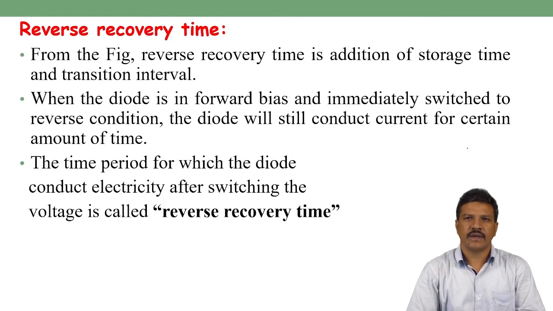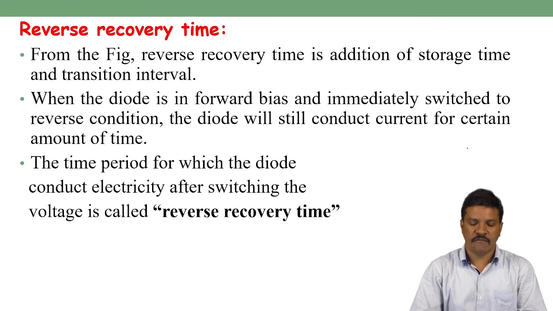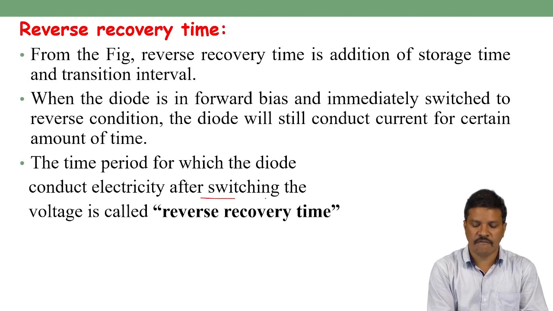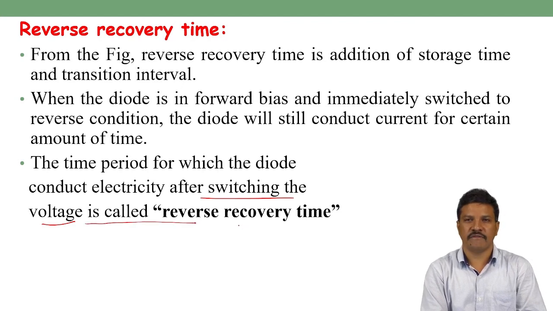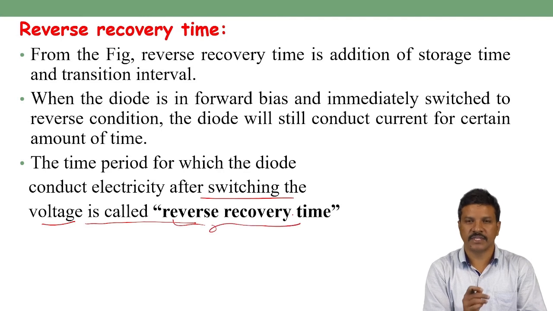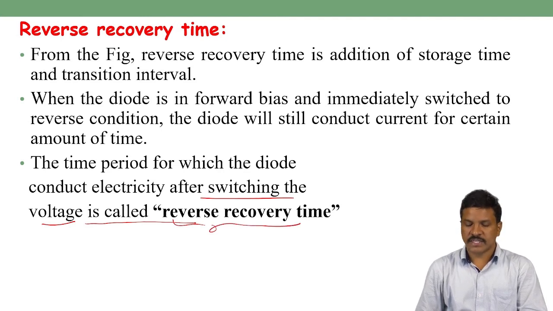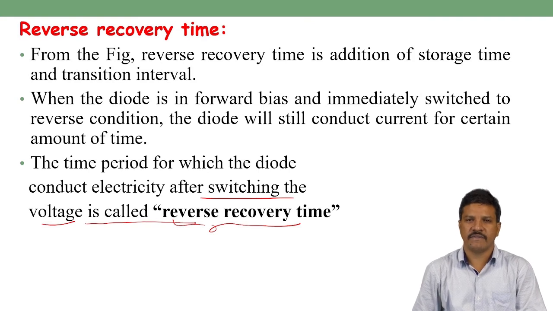When the diode is in forward bias and is immediately switched to reverse, the diode will still conduct current for a certain amount of time. The time period for which the diode still conducts after switching the voltage from forward to reverse is the reverse recovery time, which is the addition of storage time and transition time.